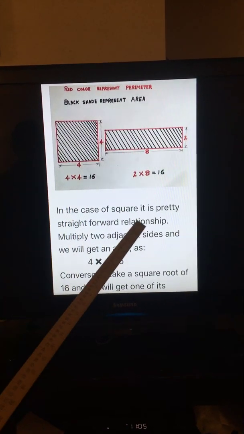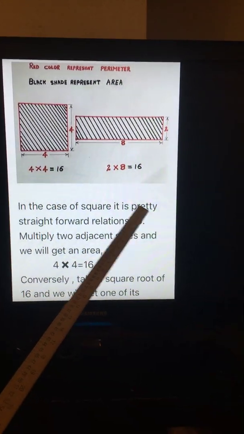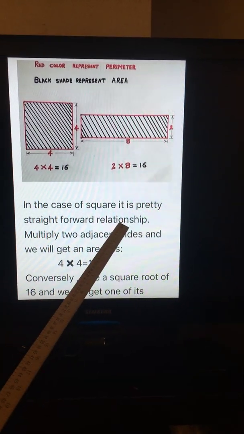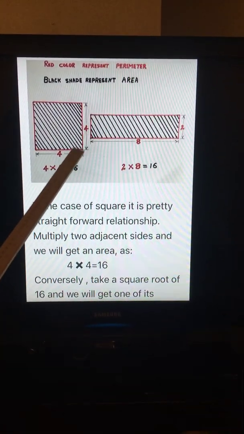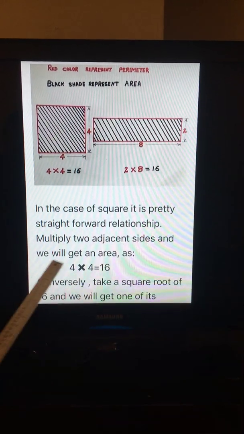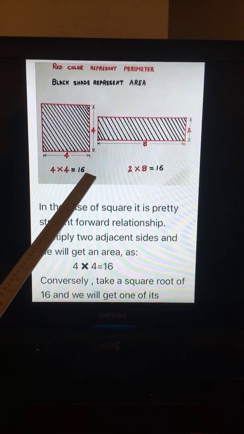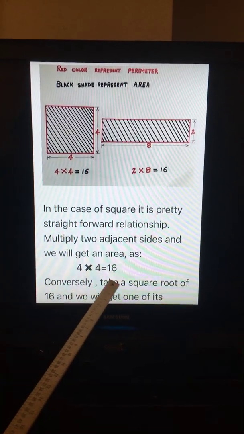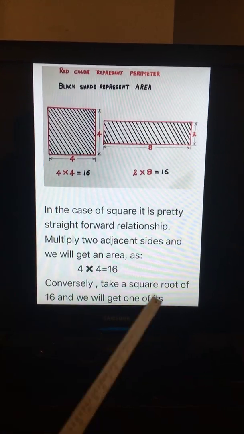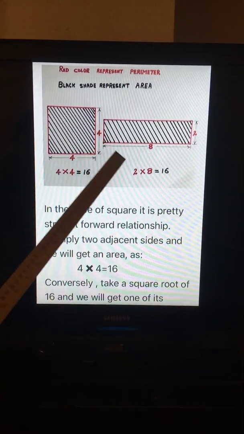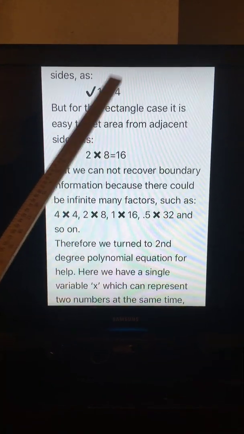That's our objective here. So, in the case of a square, it is a pretty straightforward relationship. Multiply two adjacent sides and we will get an area. 4 times 4 is 16. Conversely, take the square root of 16 and we will get one side of the square, and that is what it is.